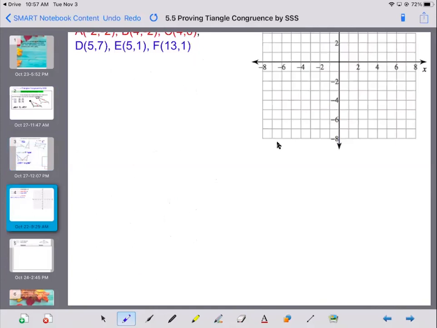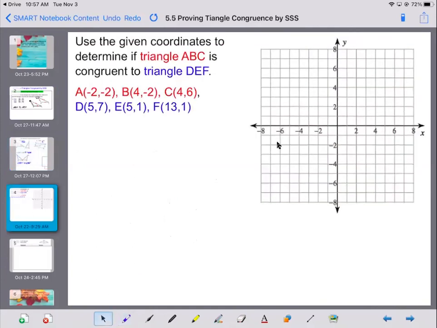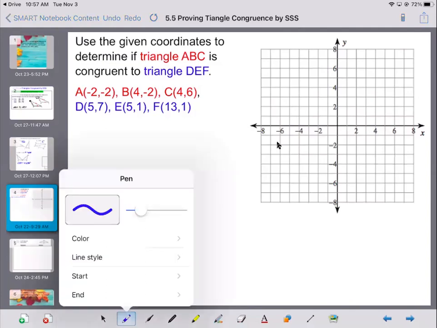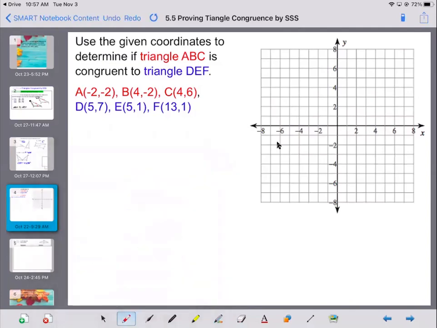All right, next one we have is a graph. I know you love this. It says, given these coordinates, determine if triangle ABC is the same or congruent to triangle DEF. So obviously the first thing we need to do is go ahead and graph these. So I'll do that real quickly. Make sure you label your letters or your points. That'll really help.